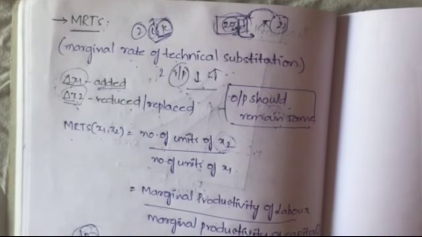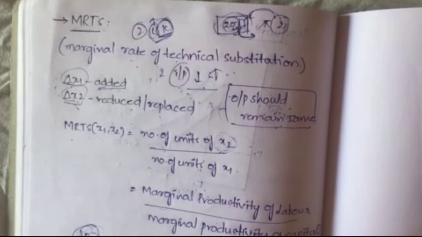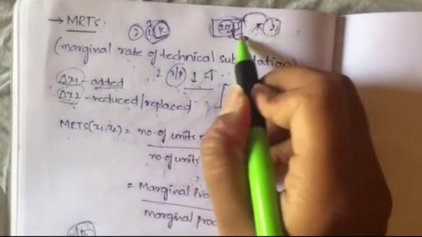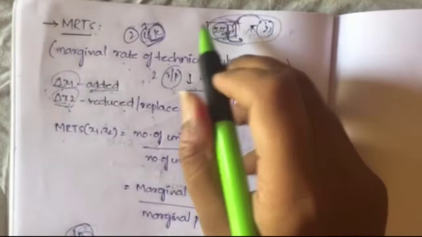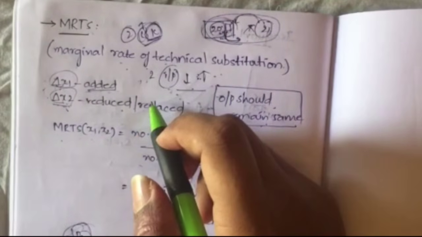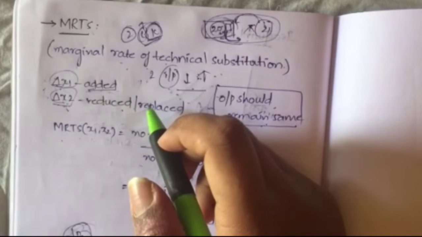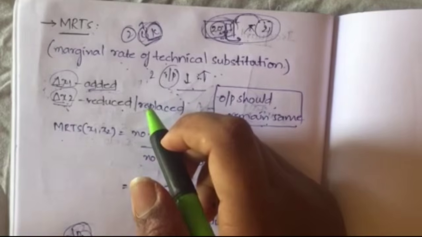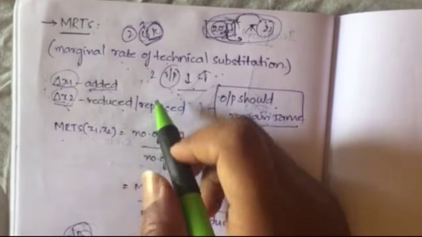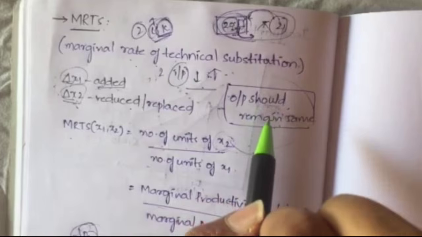That's all about the concept of MRTS, the marginal rate of technical substitution. As I already said, this is a very small and easy concept too. The only thing you have to remember is the example, and you can easily remember the entire topic. How many units of one input should be sacrificed in order to accommodate the other input so that the output remains the same in the end.